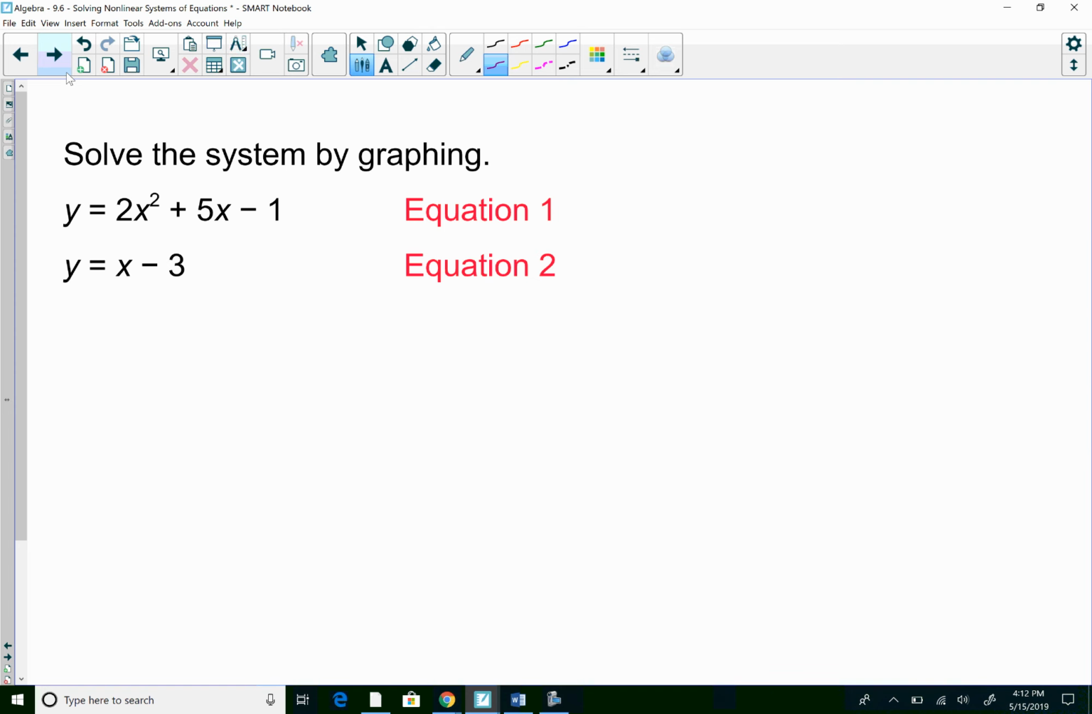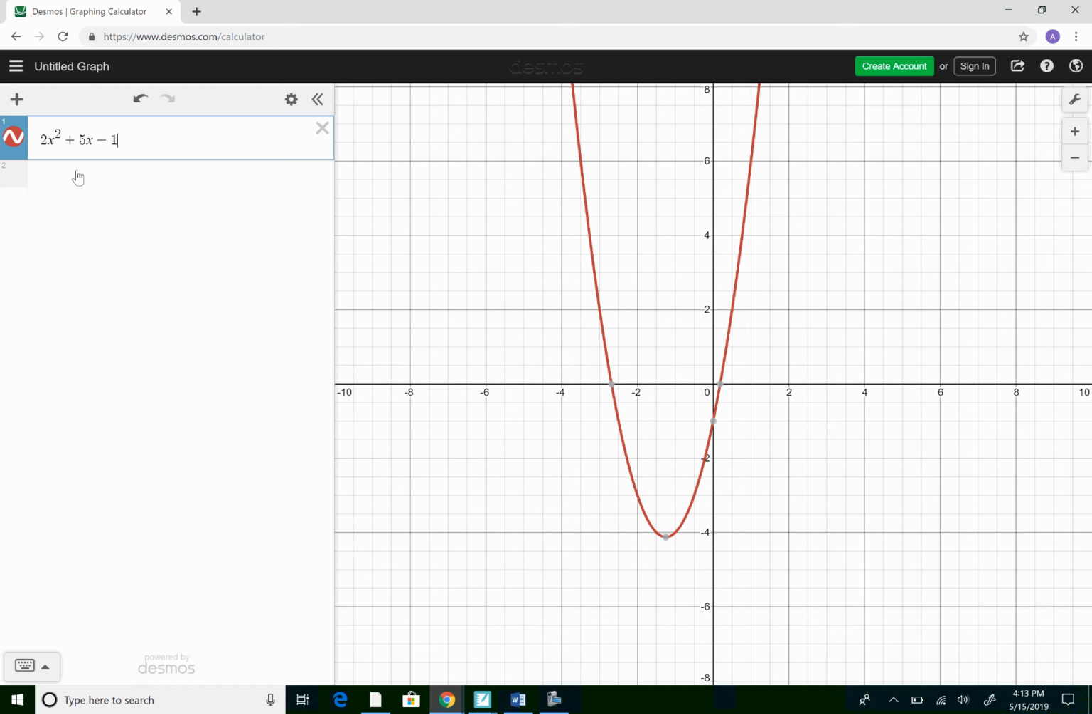I have already gotten Desmos started. I started by graphing our first system, which is 2x squared plus 5x minus 1. If you notice, the axis of symmetry is right here between -1 and -2. The vertex is at -1.25 and -4.125. So there's the vertex. It crosses here at 0, -1.